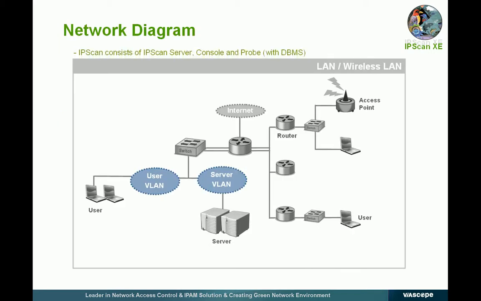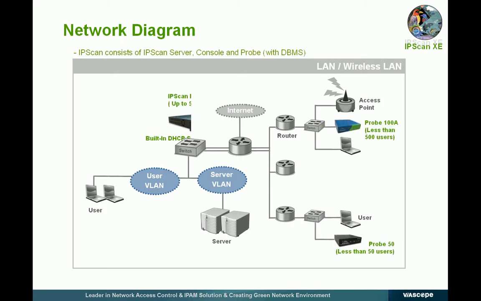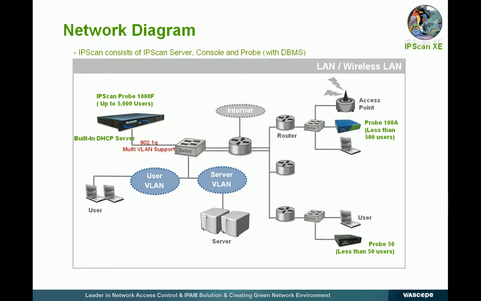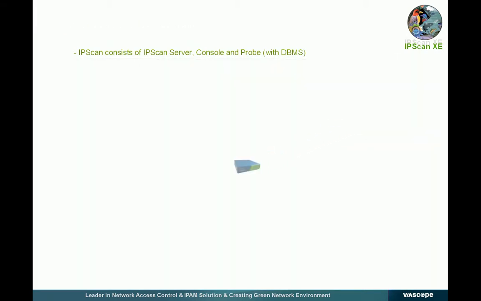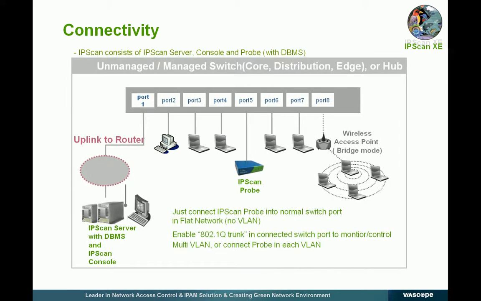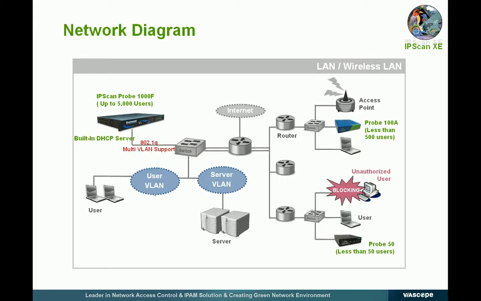IPscan consists of IPscan server, console, and probe. IPscan probe is installed in each network segment. Just connect IPscan probe into a normal switch port in flat network, no VLAN, and enable 802.1q trunk in the connected switch port to monitor or control multi-VLAN, or connect probe in each VLAN. The IPscan server is located in the control center along with the DB server. IPscan console can be installed in the admin's terminal and can be used for controlling IPscan server remotely.